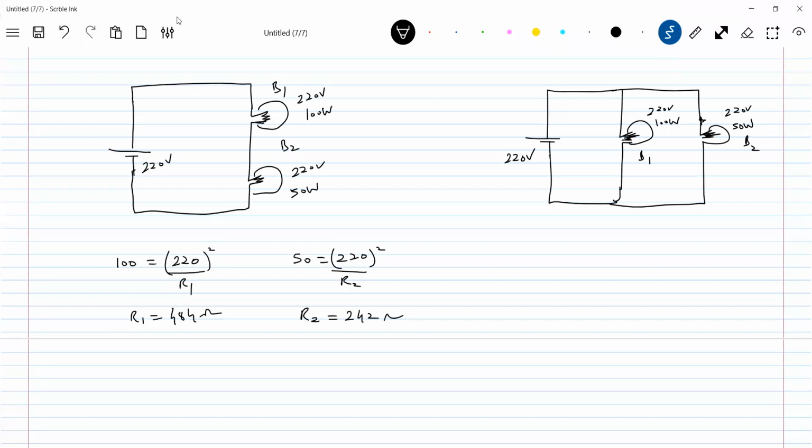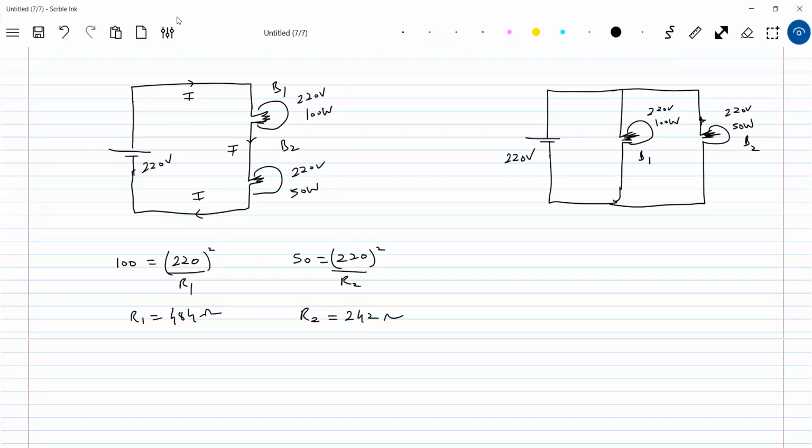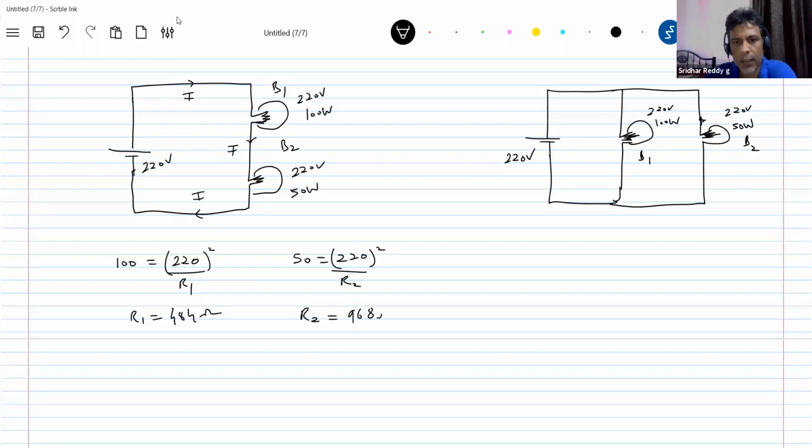Now when I connect them, a current I will flow. The same current I will pass through both the bulbs because they are in series. R1 is 484, R2 is 968 ohm.